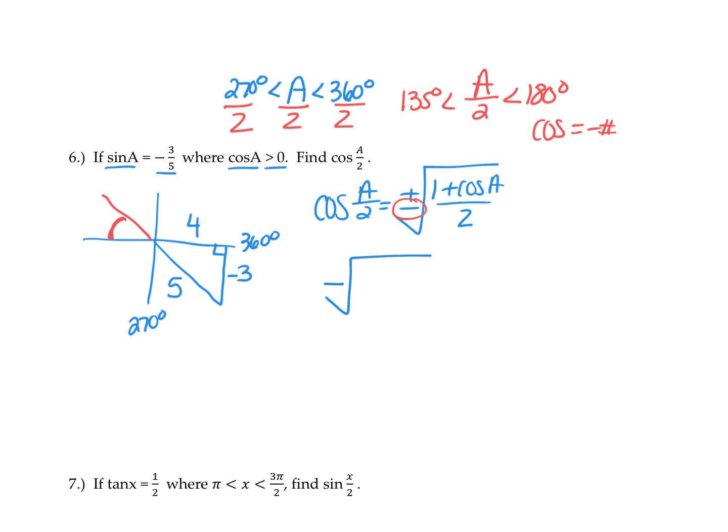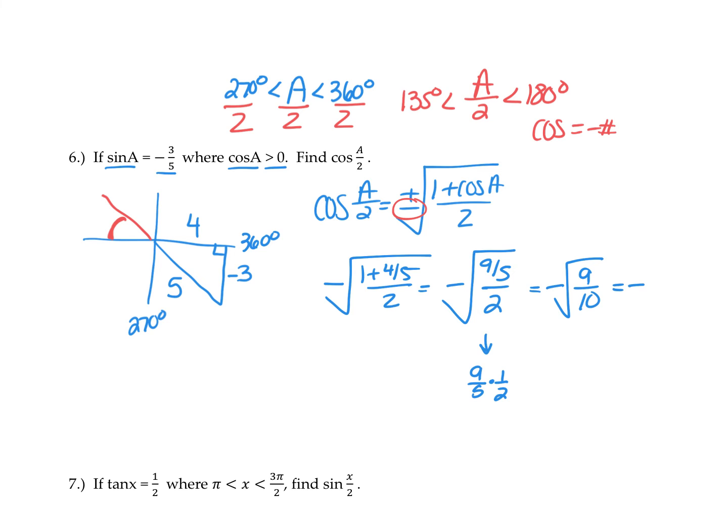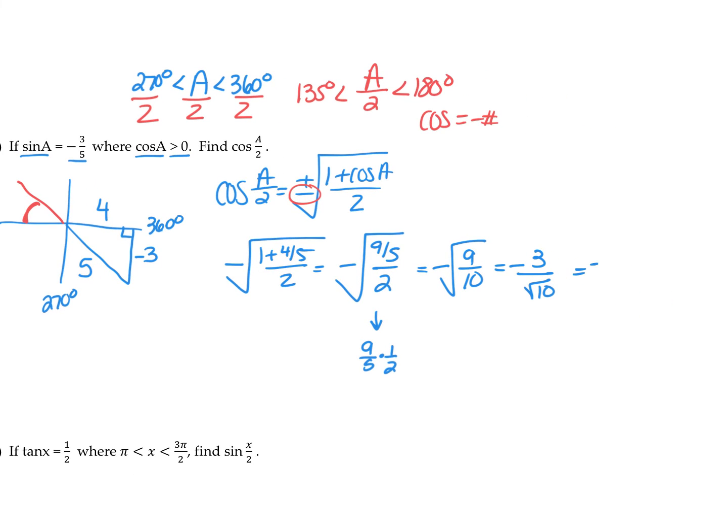So I'm going to have the negative square root of 1 plus the cosine, which is 4/5, all over 2. Now, 1 plus 4/5 is 9/5 because 1 would be 5/5. So 5/5 plus 4/5 would be 9/5, all over 2. Now, 9/5 divided by 2 is the same as 9/5 times 1/2. So we're going to have negative square root of 9/10. Well, 9 is a perfect square, so we're going to have -3 over square root of 10. Now, if you wanted to rationalize it, you could write it as -3 root 10 over 10, but either answer is fine with me.